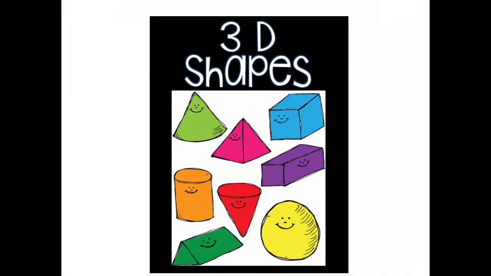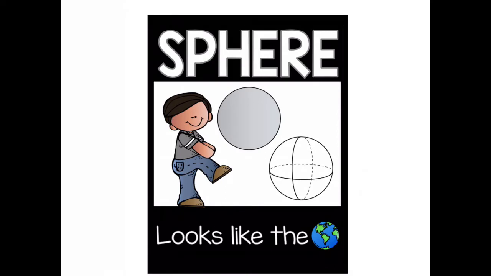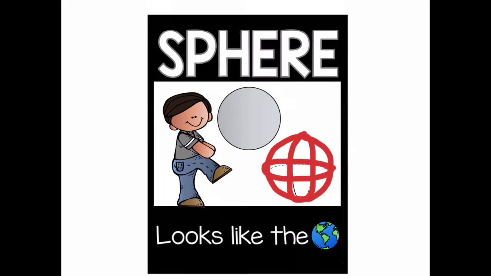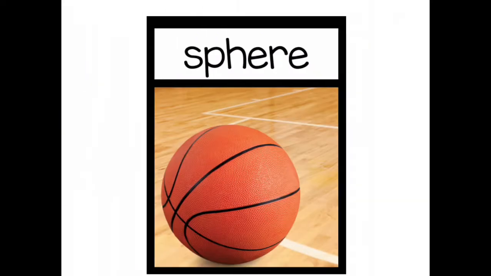Okay, let's explore and learn a little bit more about these 3D shapes. The first shape is a sphere. We talked about that one, right? It looks like a ball. What shape do you see here? A circle. And all around it you'll see circles. Just like the earth or a basketball.